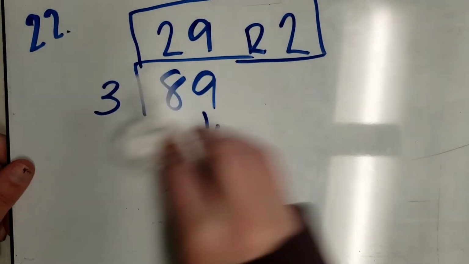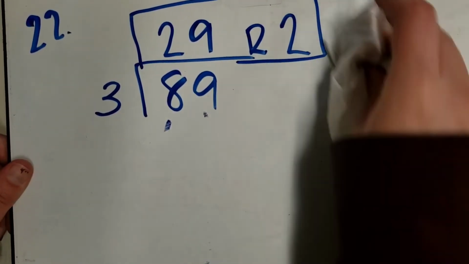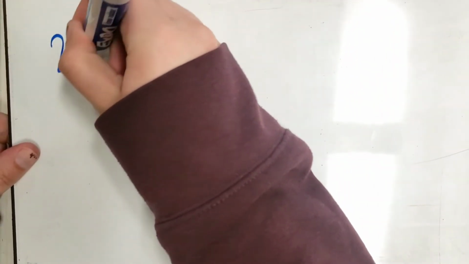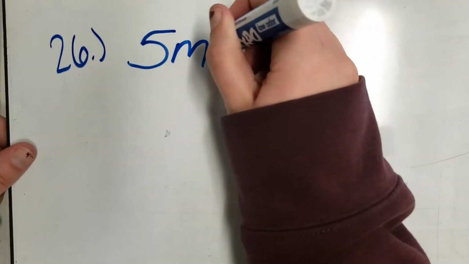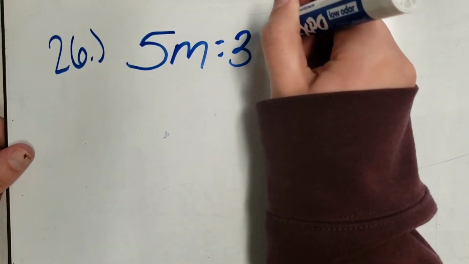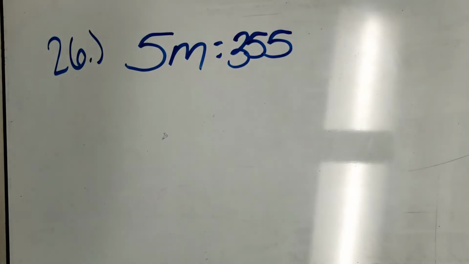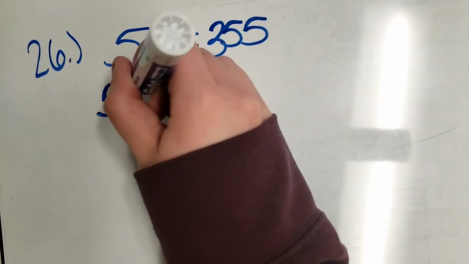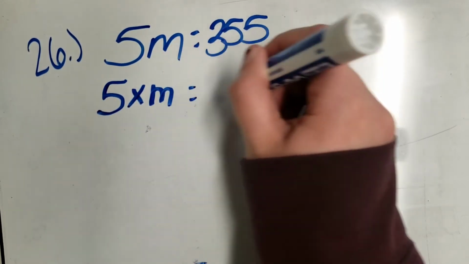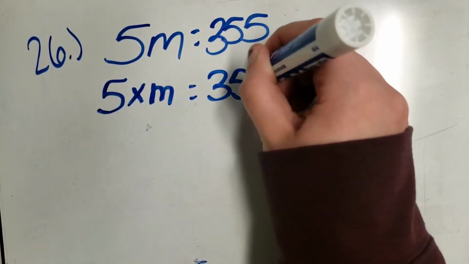Alrighty, and last one. I might do 30 with you guys. We'll see. Alright, number 26 is our lovely 26, 5m equals 355. So 5m is the same as 5 times m equals 355.